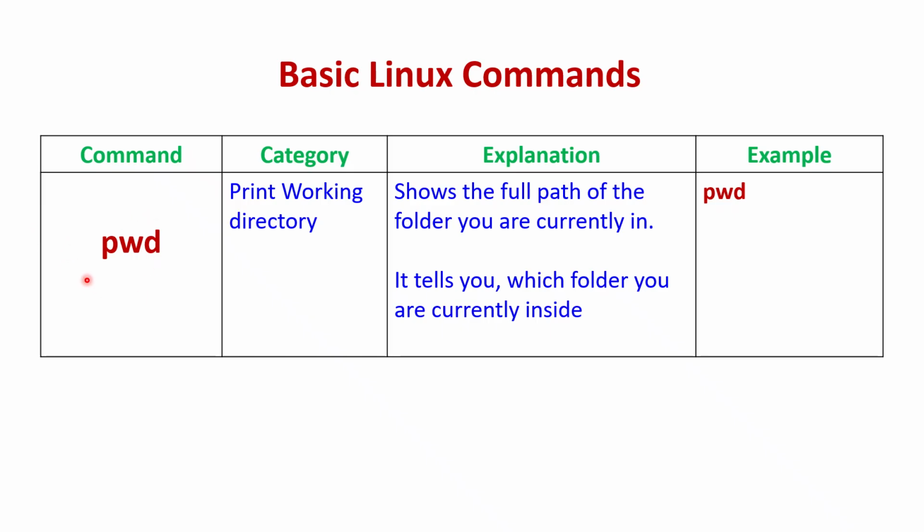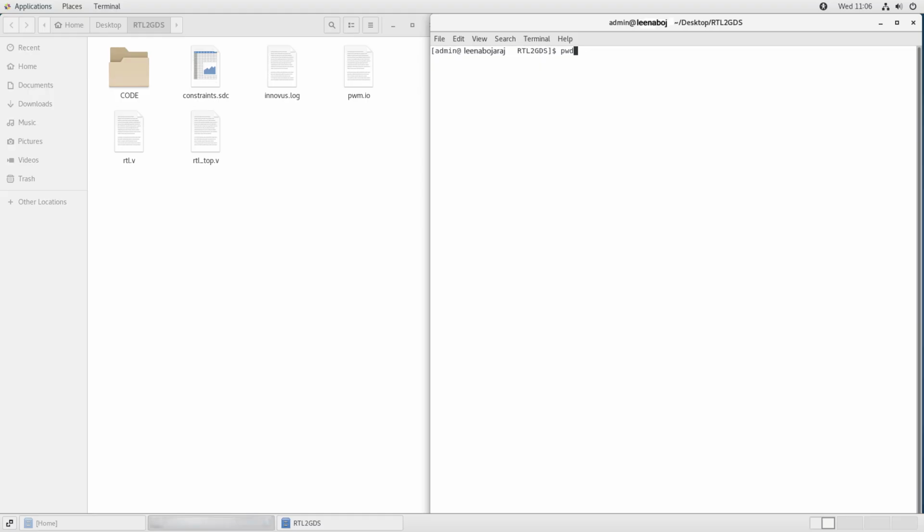The first command that we are going to see is pwd, that is print working directory. It shows us the full path of the folder that we are currently working in. Now let's see how this works in the terminal. Here I have divided the screen into two. On the left side I have kept the folder and on the right side I have opened the terminal. Whatever command I execute in the terminal, you can parallelly see the changes in the folder.